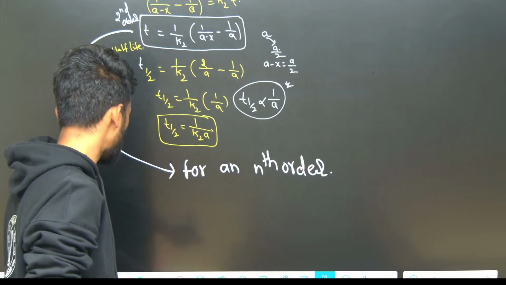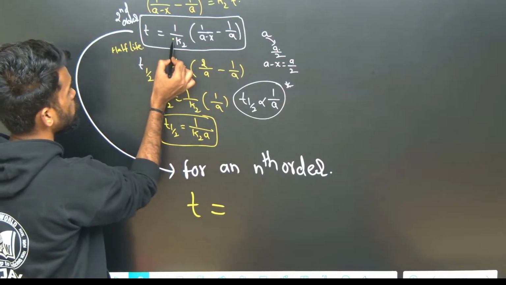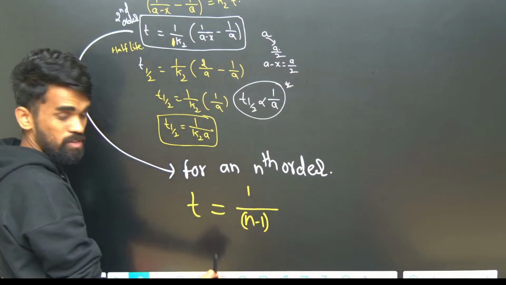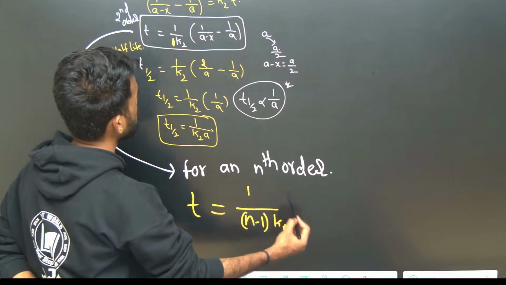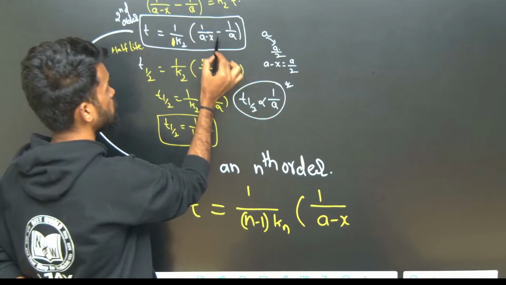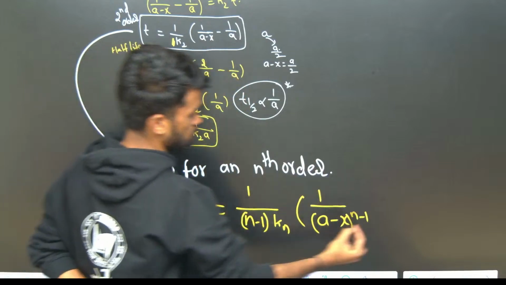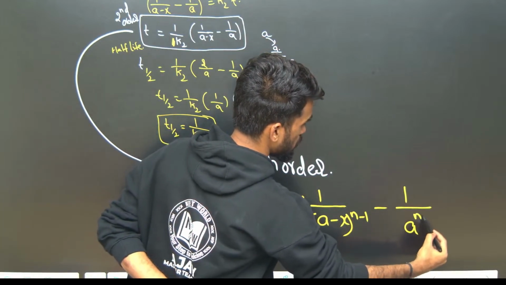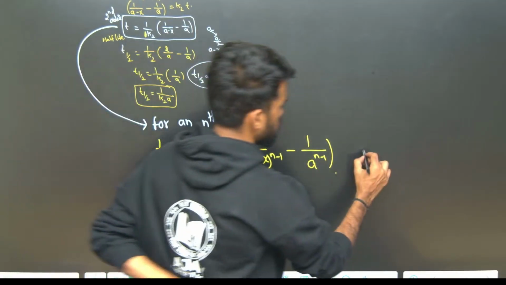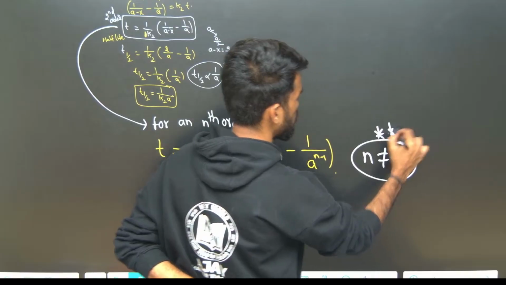Okay, now for an nth order reaction, what is the T, the time required? How can you write it? See, for a second order reaction you have 1 here, so for an nth order reaction you will get n minus 1. Okay, just use this equation: n minus 1 into Kn, 1 by A minus x. See here, A minus x to the power n minus 1. If n is 2, you are going to get something like this, and 1 by A power n minus 1. Okay, so this is the equation for any order reaction where n is not equal to 1. This is a very important thing you should remember.